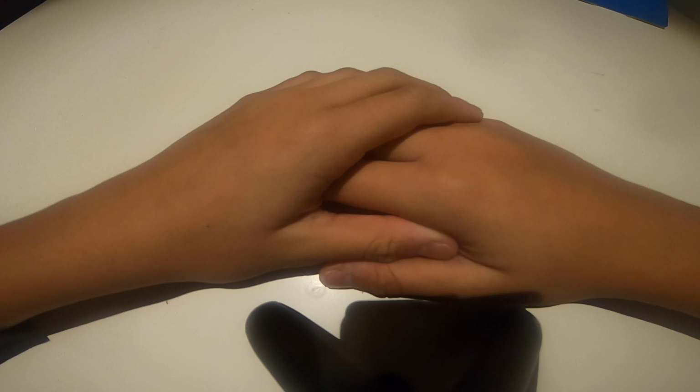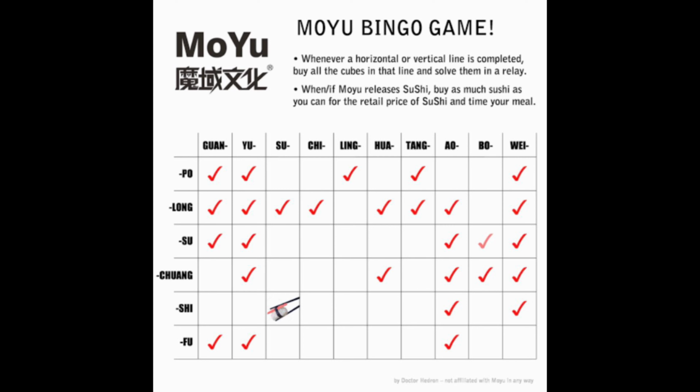Let's go on to Moyu. Now, for Moyu, they're basically two different sides again. We have the budget side and the flagship-ish side. So actually, for the flagship side, I can show you this one picture that summarizes it all here. It's kind of like the YJ thing again, but some squares have not been filled in. And actually, just like YJ, they have the same suffixes. So the 2x2 is the Po. They have the Ling Po, the Tang Po, the Wei Po. And then for the 3x3, they have the Ao Long, the Wei Long. The 4x4, they have the Wei Su, the Ao Su, and everything.